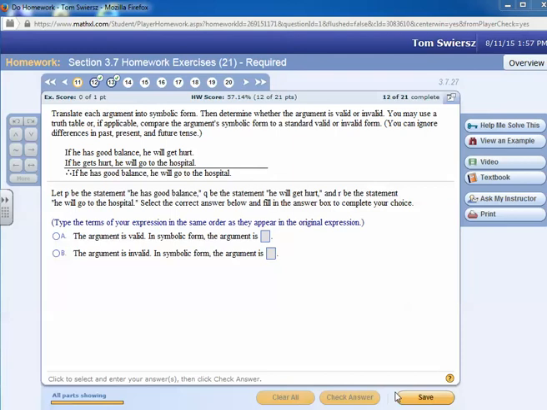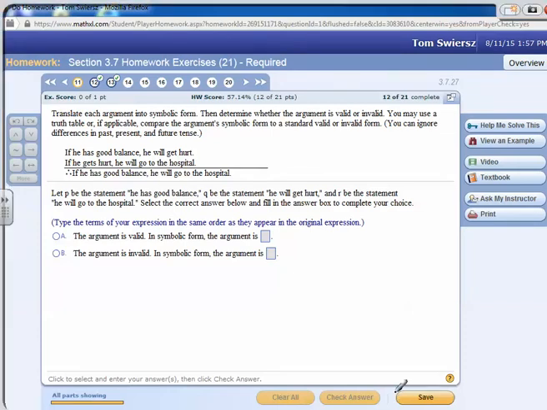Let's solve homework exercise number 11 from section 3.7. Translate the argument into a symbolic form, then determine whether it's valid or invalid. You can compare the arguments to a standard valid or invalid form.